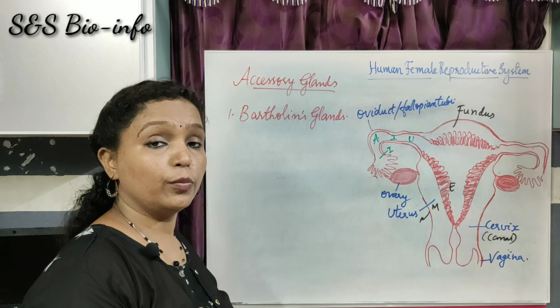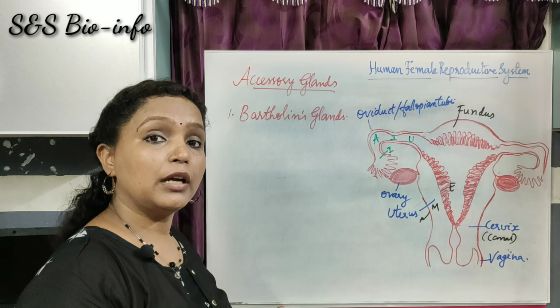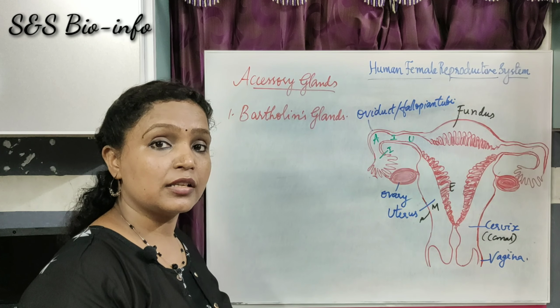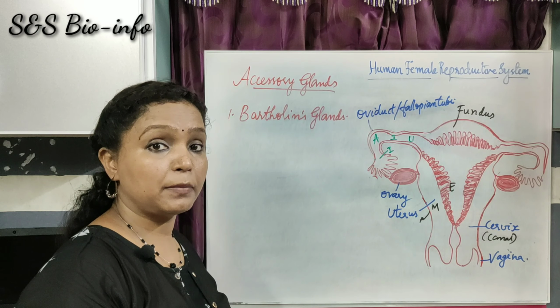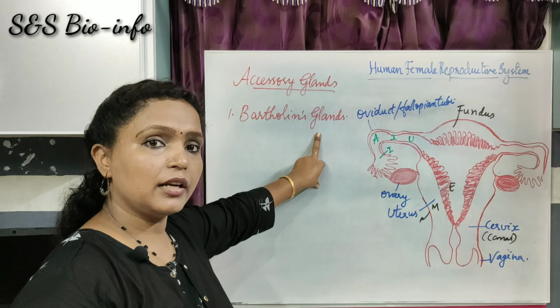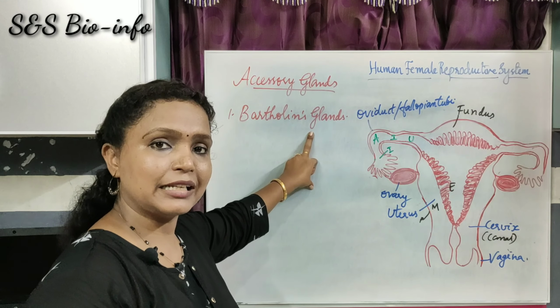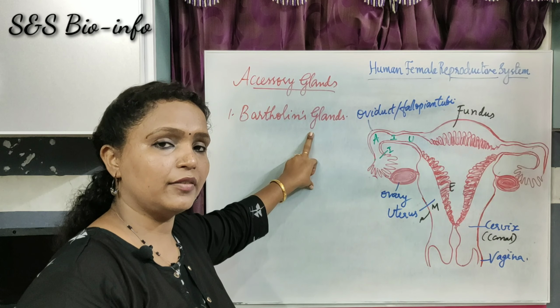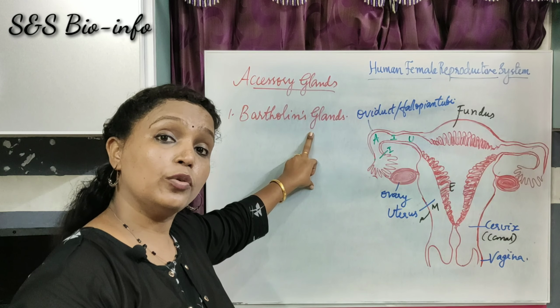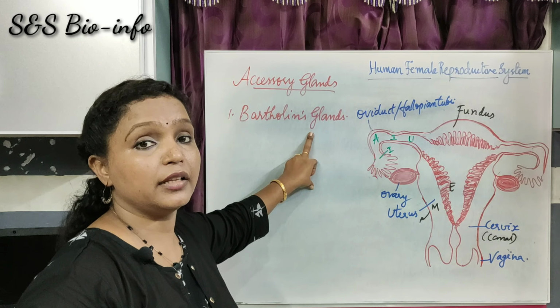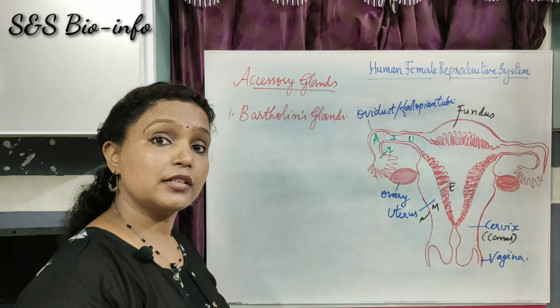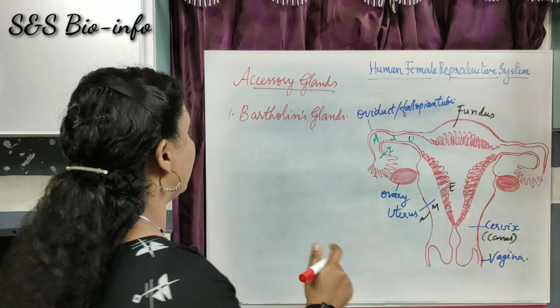We have learned about the human male reproductive system. The bulbourethral gland secretes certain fluid which lubricates the penis during sexual intercourse. Similarly, Bartholin glands also secrete a certain kind of fluid which lubricates the vaginal area, and also neutralizes the acidity in the urinary system. Next major supporting gland is the mammary gland.